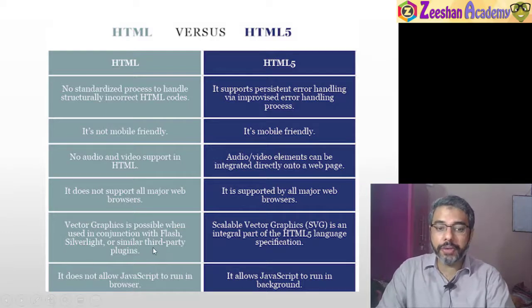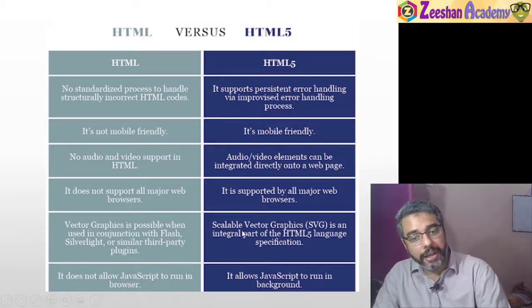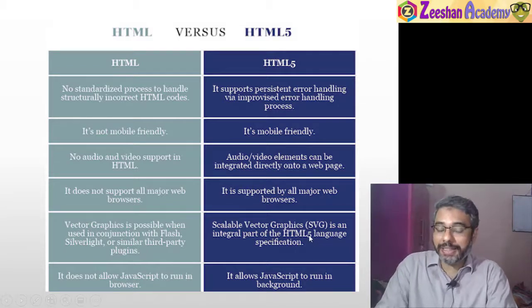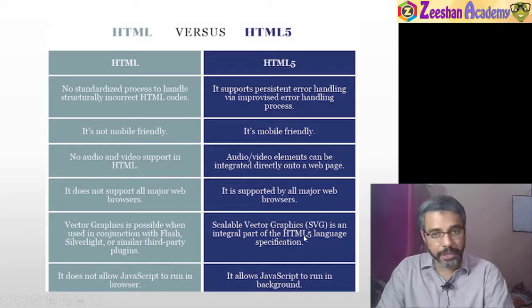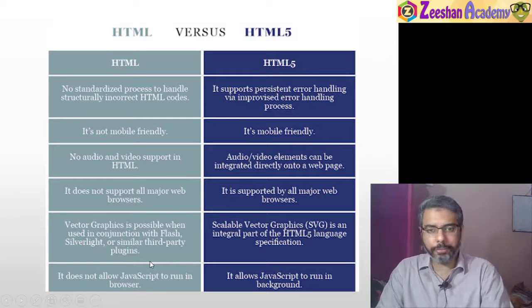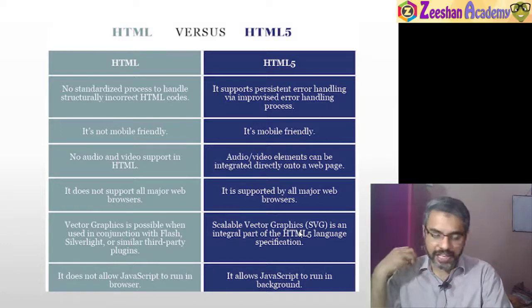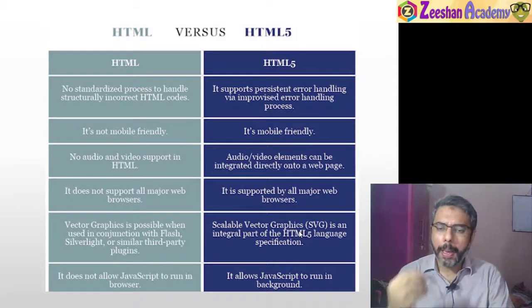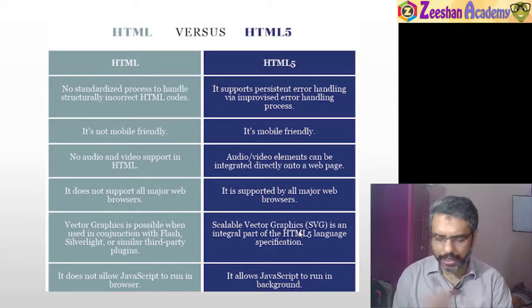Vector graphics is only possible in HTML4 when used in conjunction with Flash, Silverlight, or similar third-party plugins. However, in HTML5, scalable vector graphics is an integrated part of the language, which means that using an internal plugin called OpenGL, you can integrate 3D graphics directly on our HTML page without requiring any third-party plugin support or anything of that sort, making it more convenient to play games in your web browsers. That's why in the last few years you would have noticed a huge number of games being played directly in your browser, because HTML5 supports vector graphics directly within its code without requiring anything else.